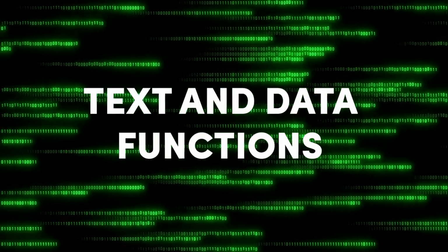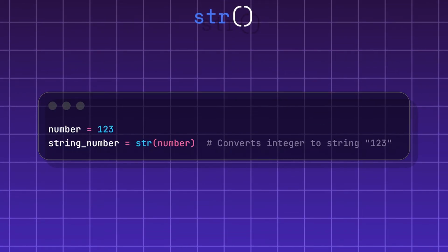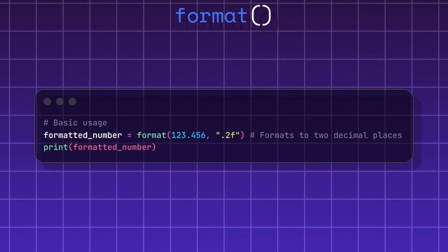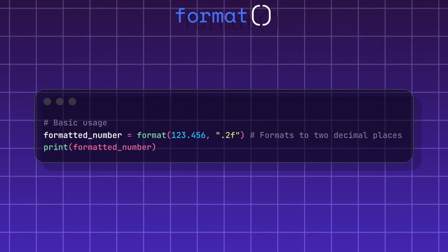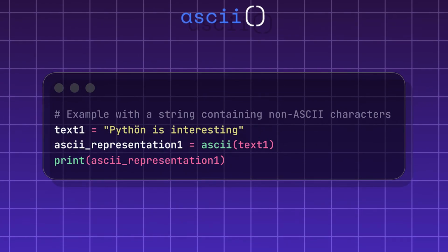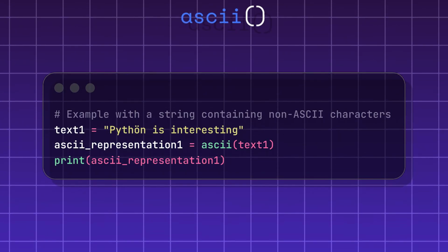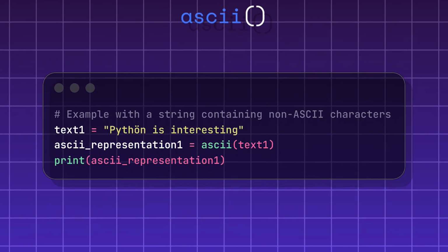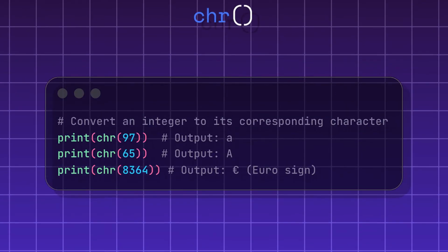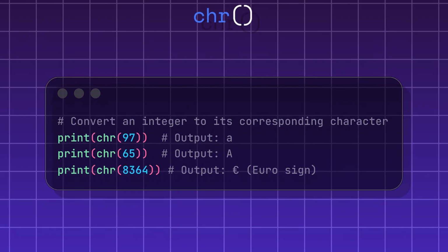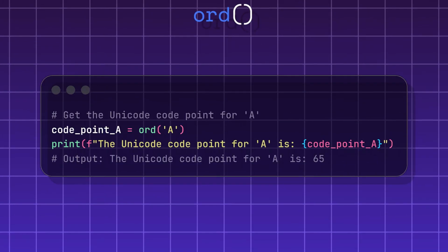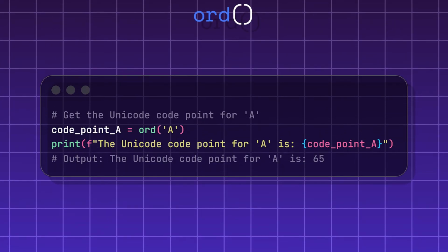Text and data functions. str converts to text or the string data type. Format makes text look pretty, giving you flexible control over line-specific spacing. ASCII escapes non-ASCII characters, making sure that the resulting text only contains ASCII characters. CHR changes a number to its corresponding Unicode letter or character. ORD converts a character to its corresponding Unicode number.